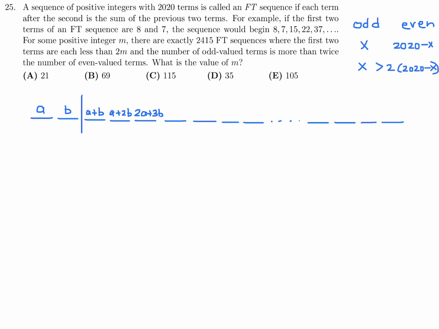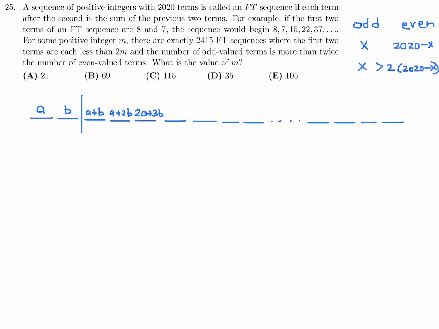This sentence right here: the number of odd valued terms is more than twice the number of even valued terms. So we have to basically concentrate on odd and even in this question, interestingly. What the numbers are in terms of their numerical value is not really that important. What's important really is just whether they're odd or whether they're even.